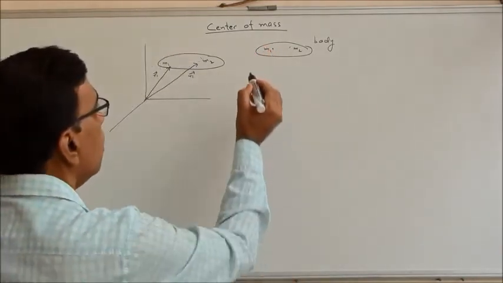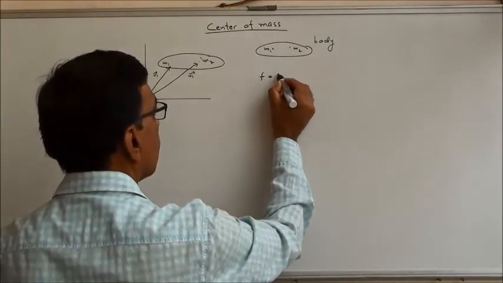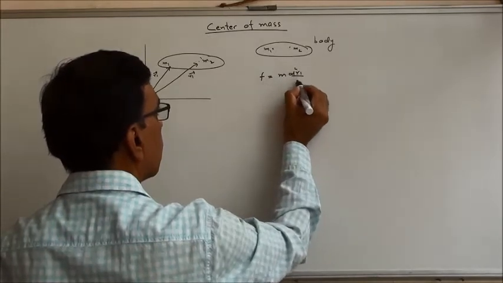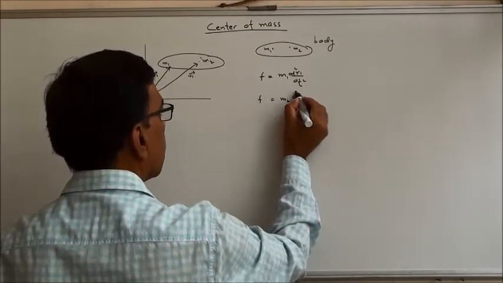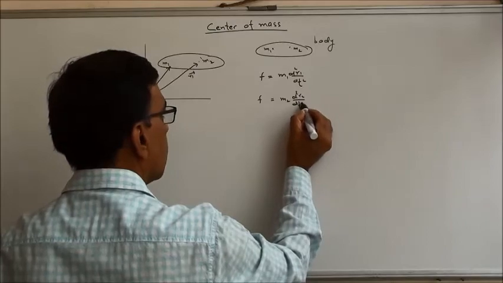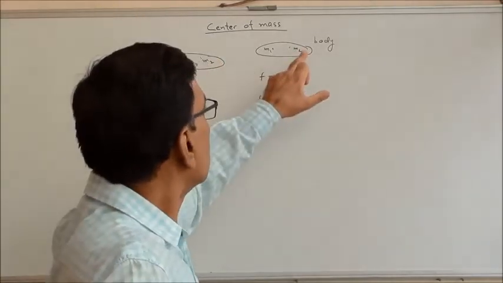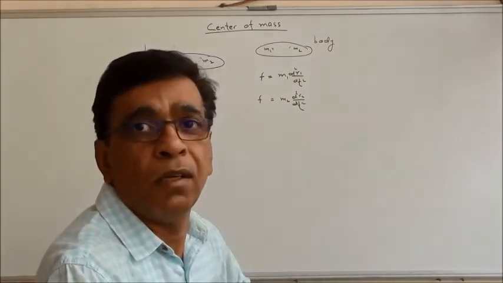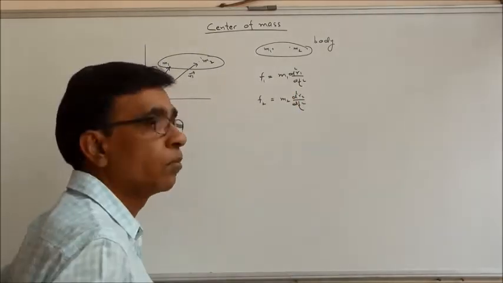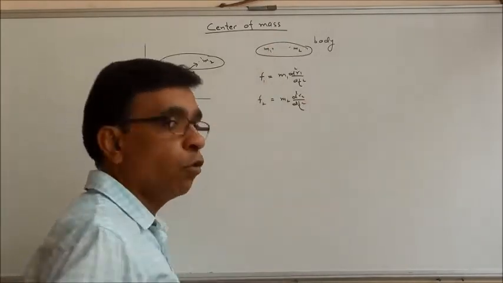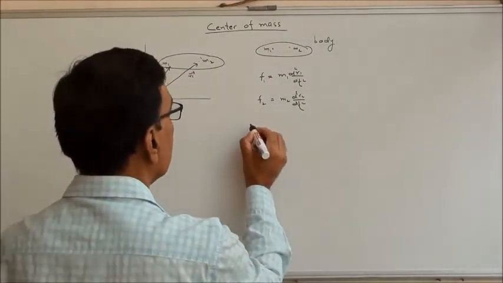Okay, so now I can apply Newton's law like this. Some force is acting on the first, so F is m1 d2r1 by dt2. In the same way, some force is acting on m2, so F is equal to m2 d2r2 by dt2. I can write it F1, F2. Okay, now I have to describe the motion of this complete body. So I have to add up. What is the total force acting?